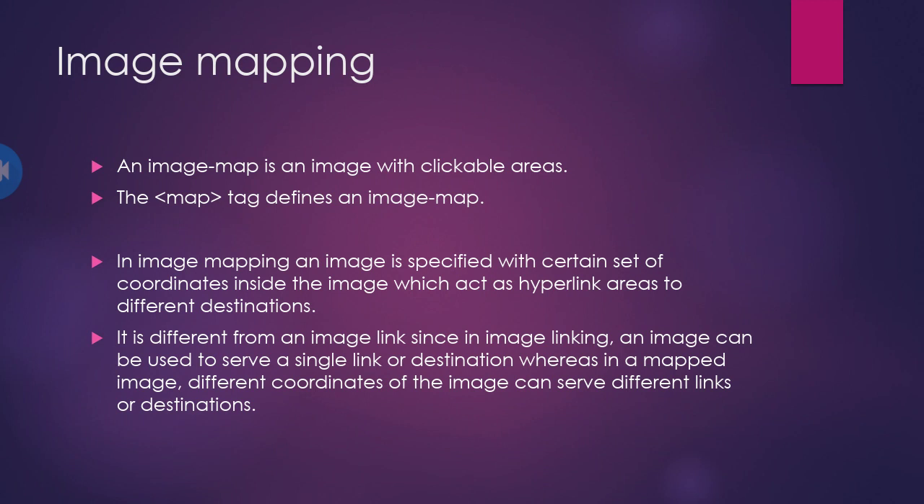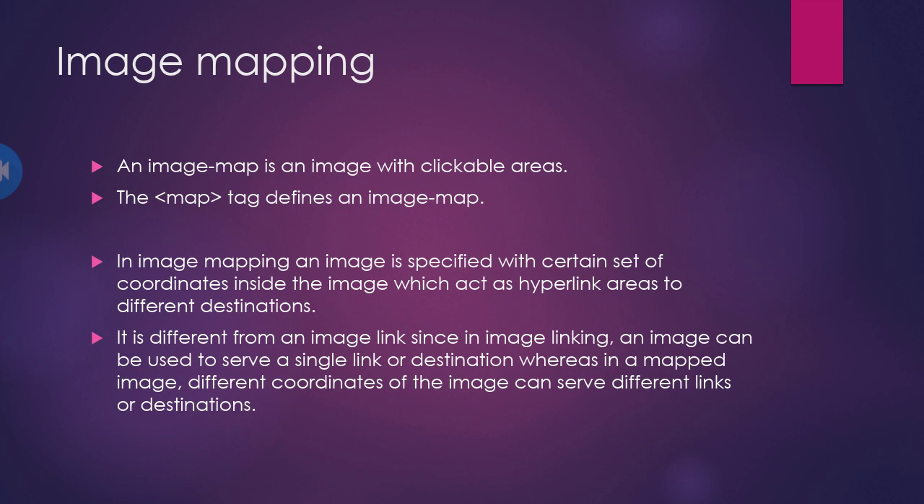For this we have to use the map tag. HTML provides us the map tag by using which we can do mapping of images. So the tag is MAP, map. In image mapping, an image is specified with certain sets of coordinates inside the image which will act as a hyperlink area. Now, there is a difference between a normal link and image mapping.